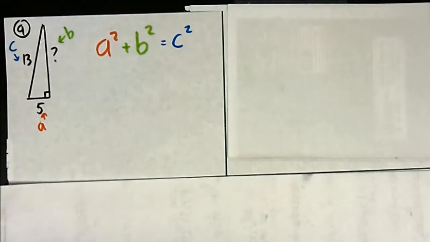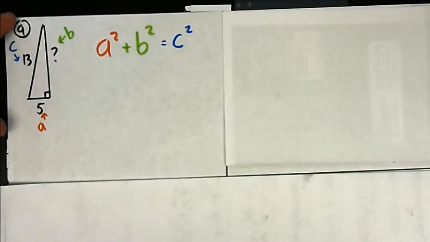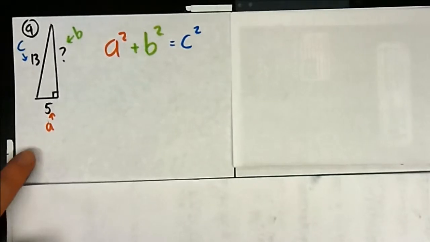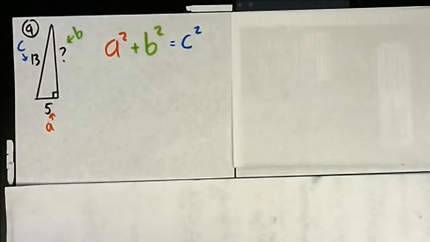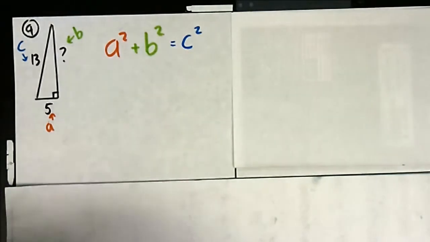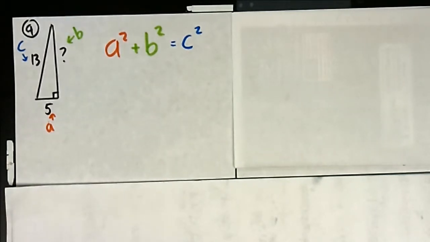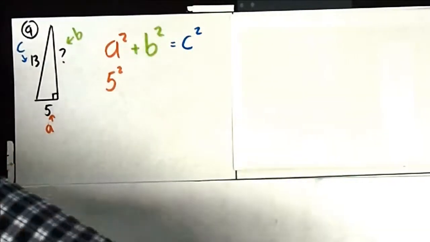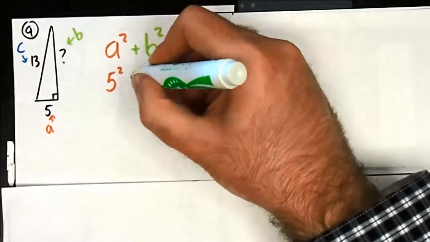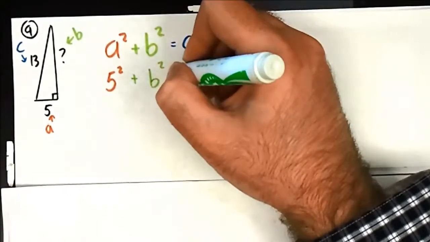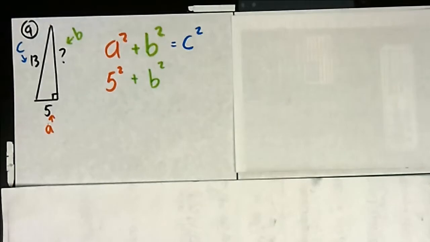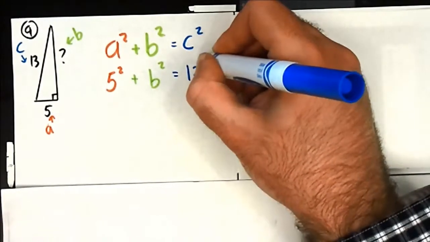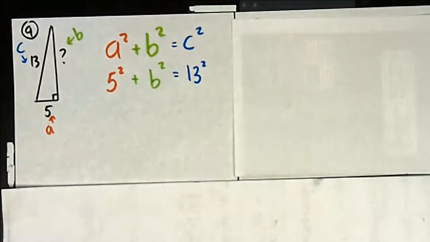Alright, what do I do next? What's my next step? My next move would be to plug in what I know and then find what I don't know. So I know A. A is 5, so instead of A squared, I'm going to write 5 squared. I don't know what my B is, so I'm going to keep B as just B. But I also know what C is. It's 13, so it's going to be 13 squared. It's not so bad at all.